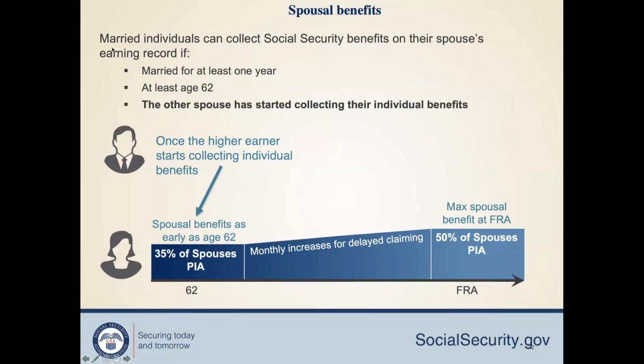But she cannot start collecting unless the other person also starts collecting, right? That is the point here. Married individuals can collect Social Security benefits on their spouse's earnings record if married for at least 1 year, so you cannot have a convenience marriage just to get Social Security. And at least age 62, when you are eligible for 35%, and the other spouse has started collecting. She cannot just start claiming spousal benefit when the worker is not collecting. I understand that, but I'm just assuming both are collecting.